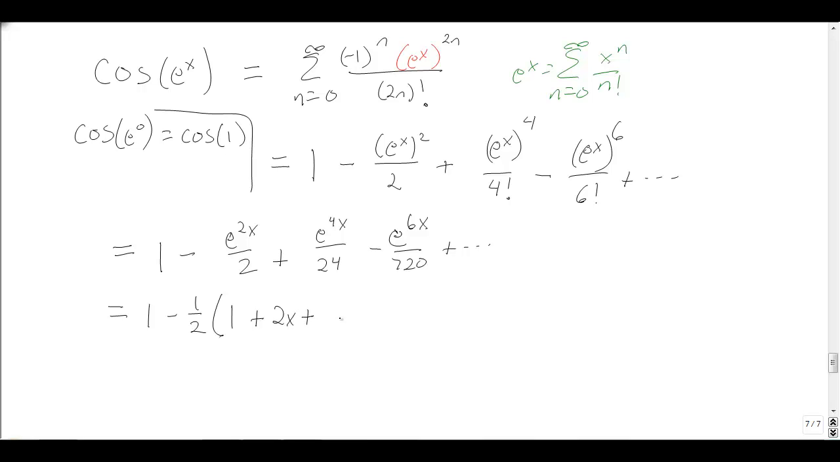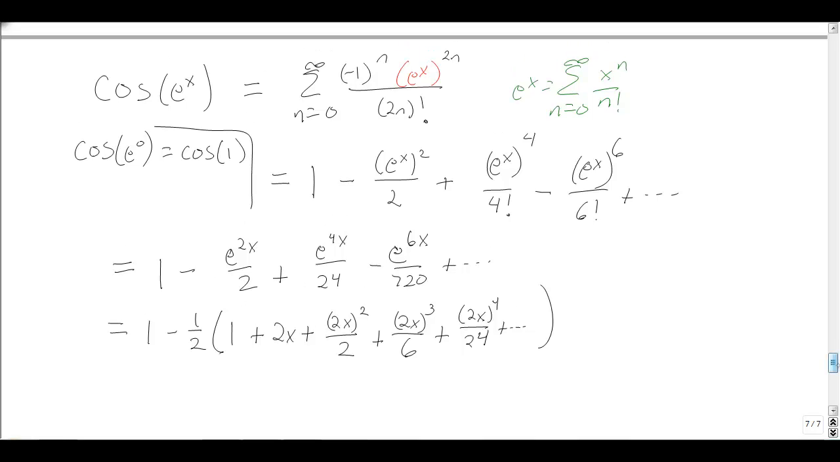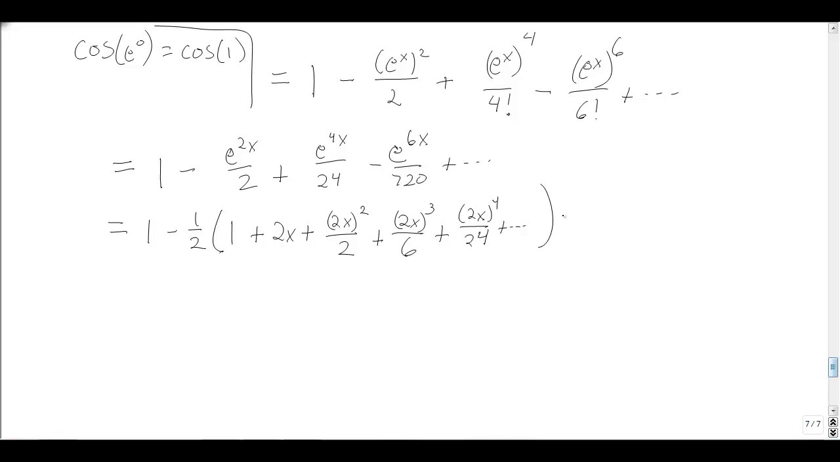Plus, let's see, we're going to get 2x squared over 2 factorial, which is 2, plus 2x cubed over 3 factorial, which is 6. Let's do one more: plus 2x to the 4th over 4 factorial, which is 24. So that's 1 minus the e to the 2x over 2. And then let's do the e to the 4x over 24, so we'll get plus 1/24th.